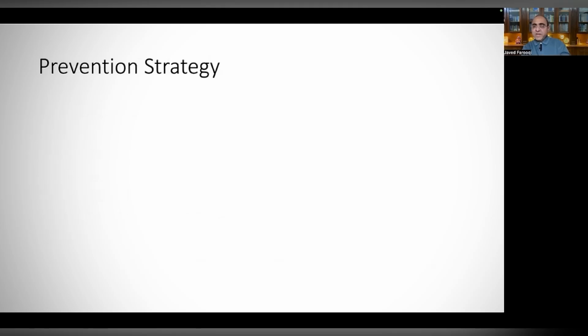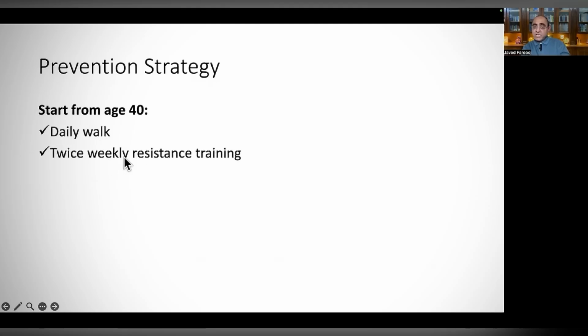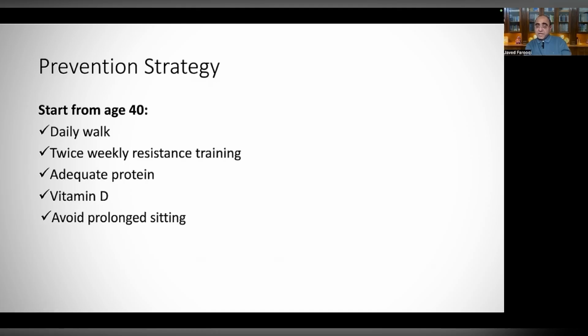What should be the prevention strategy for sarcopenic obesity? Start from age 40: the exercises, the diet control, and the lifestyle changes, daily walk, twice weekly resistance training, and adequate protein. This should be started from the age of 40 along with vitamin D supplementation. And we should avoid prolonged sitting.